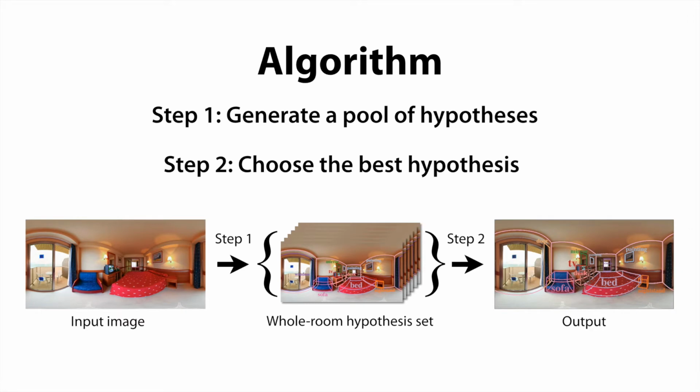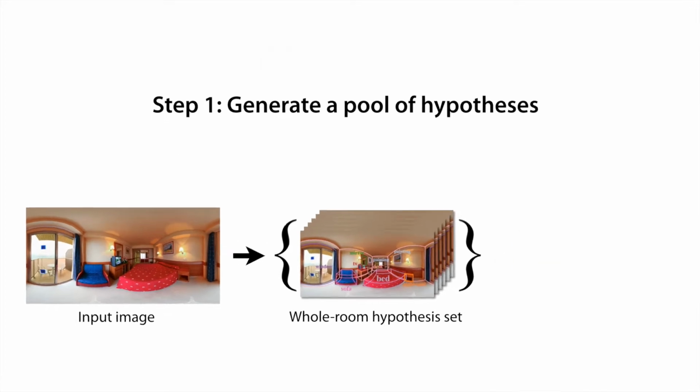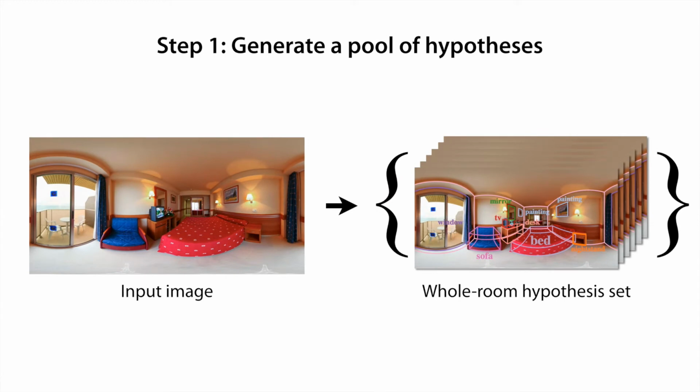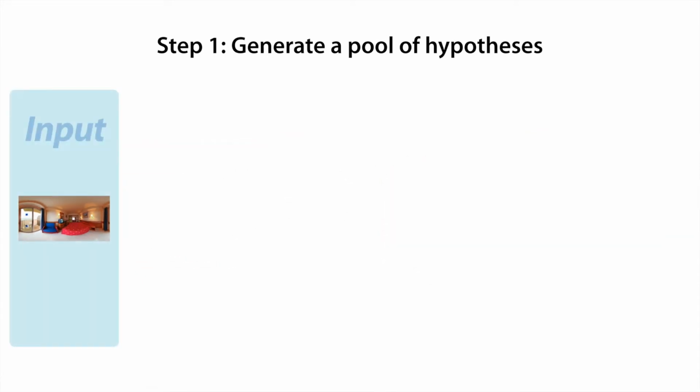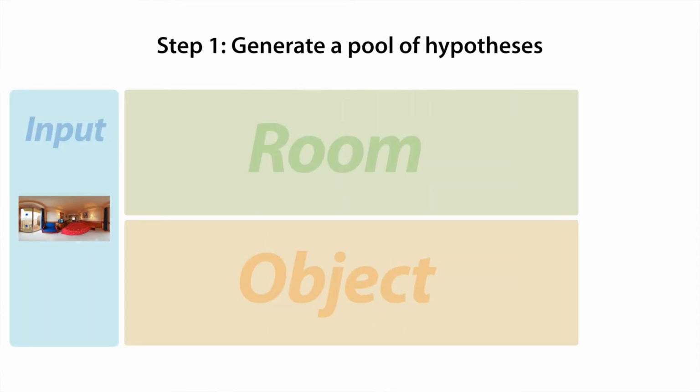In general, the whole algorithm is done in two major steps. Step 1. Generating a set of hypotheses of room layout and indoor objects, and composing them to many whole room hypotheses. And step 2. Searching for the best whole room hypothesis as the output. Let's talk about step 1 first, hypothesis generation. In step 1, the goal is to first generate a huge but manageable number of cuboids as the hypotheses for the room layout and major objects, and then combine them to many whole room hypotheses.